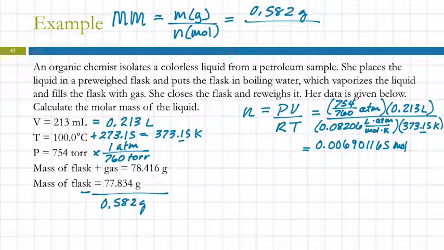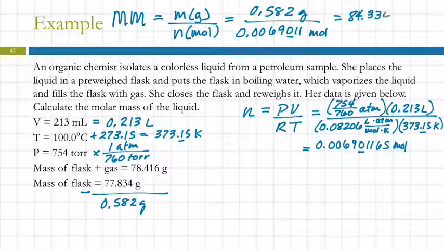So I've got 3 sig figs in some things and 4 in others, so that result would have 3 sig figs. That's my moles. Bring it up here. So 84.3 grams per mole. Any questions?